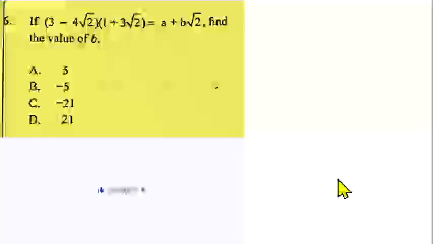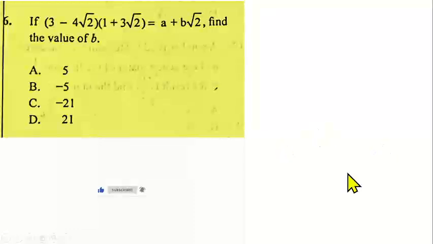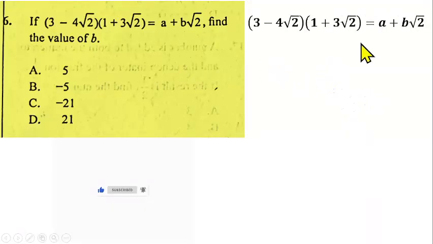Question number 6 is from surds. We have that if 3 minus 4 root 2 multiplied by 1 plus 3 root 2 is equal to a plus b root 2, we have to find the value of b. Like I told you, the question is from surds. We are looking for the value of this b, and there's no way you can find this b unless you make the left hand side look like the right hand side, because we have an equality sign here. So we need to simplify the left hand side to make it look like the right hand side. And how do we do that?